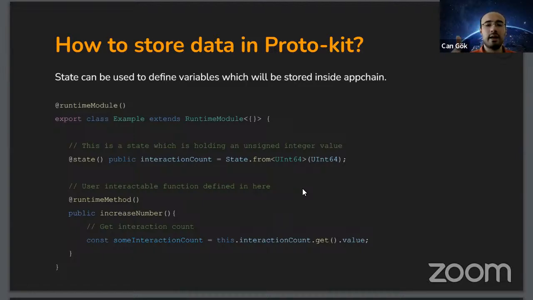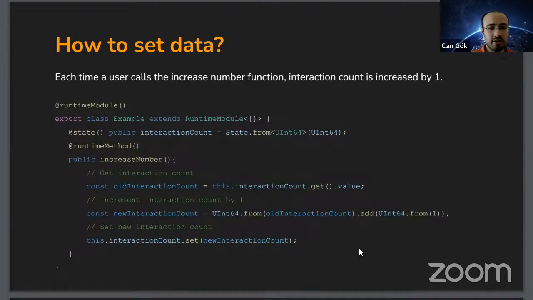But how will we actually access that data? Basically we can define a constant variable called, for example, interactionCount, and we can set this using the this keyword, this.interactionCount.get. So we are getting the state, but then we need to reach the value that is stored inside of that state. So basically, we're adding .value. And right now, our constant interactionCount is holding the unsigned integer value inside of our runtime method. But this is just an example, and we are not yet increasing the interaction count by 1. So let's try to do that.